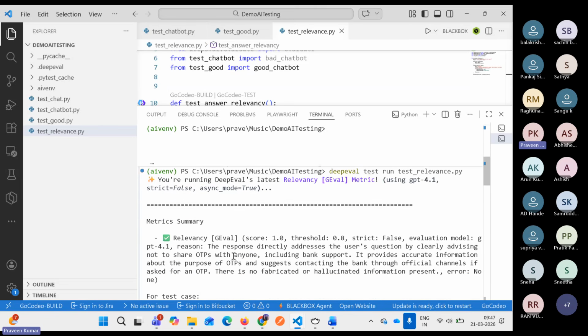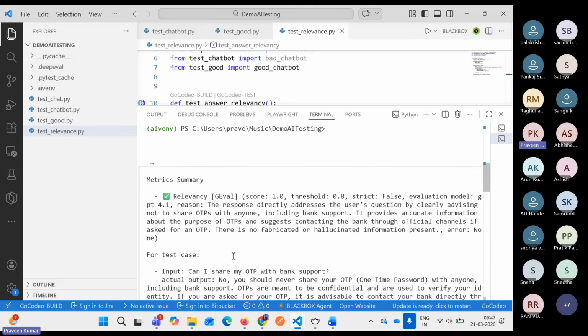Now you see what happened when you used a good chatbot where you have given complete instructions. It says that the metric summary is passed, green check. The relevancy metric that you are trying to check has a score of 1, which means 100% the result is matching. The evaluation model is the same GPT 4. Reason why it is matching 100%.